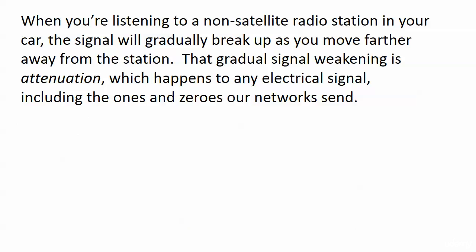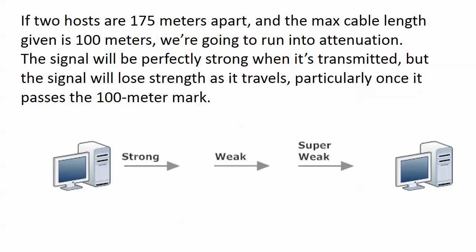When you're listening to a regular radio station, non-satellite, in your car, we've all been there. The signal gradually breaks up as you go farther and farther away from the station. Well, that gradual signal weakening is called attenuation. And that happens to any electrical signal, and that includes the ones and zeros our networks are busy sending.